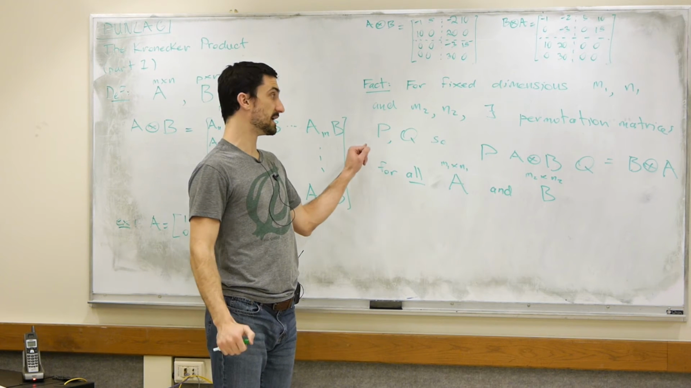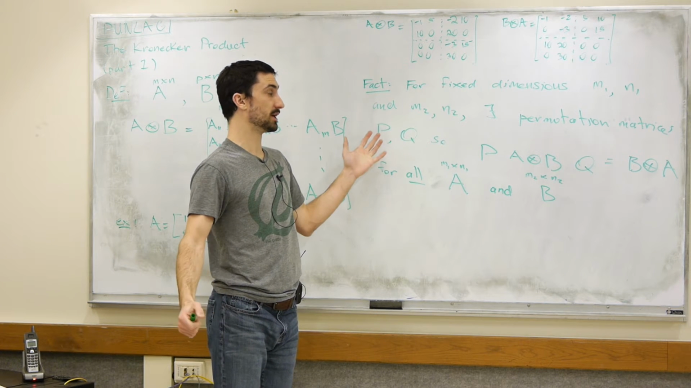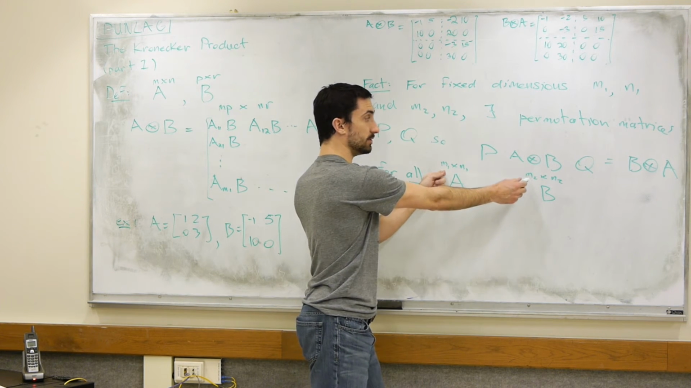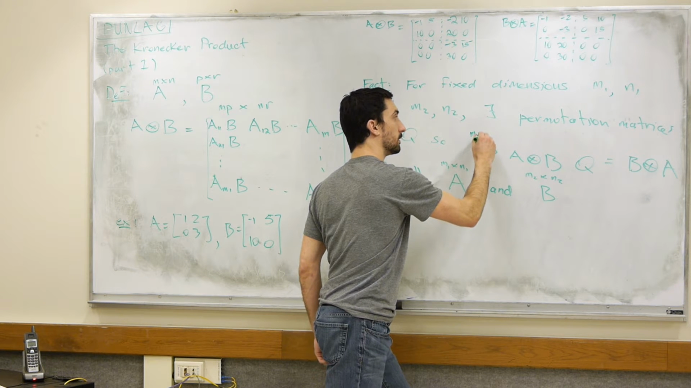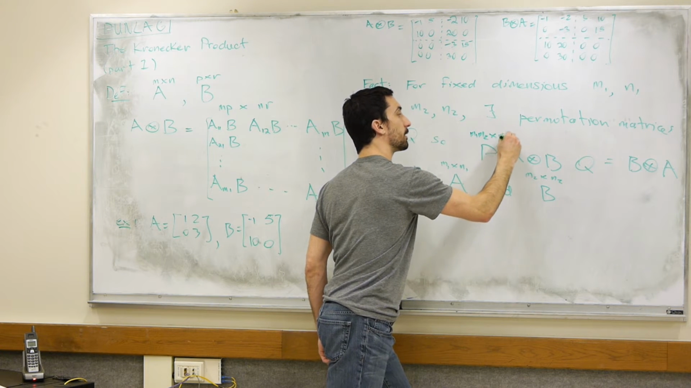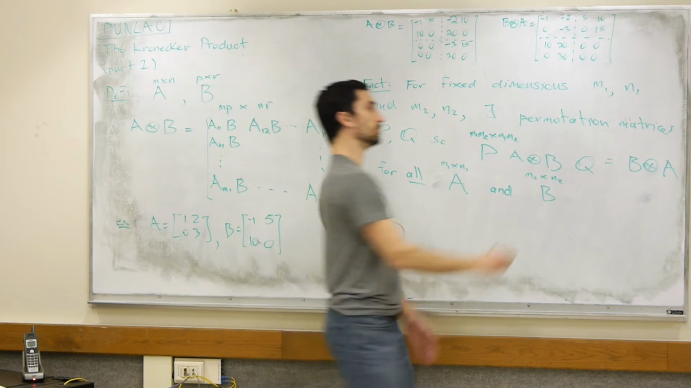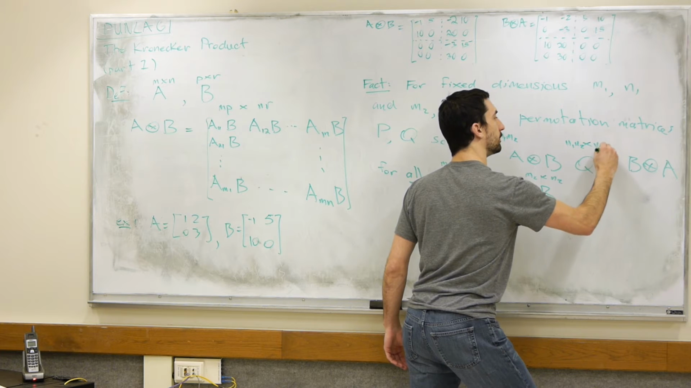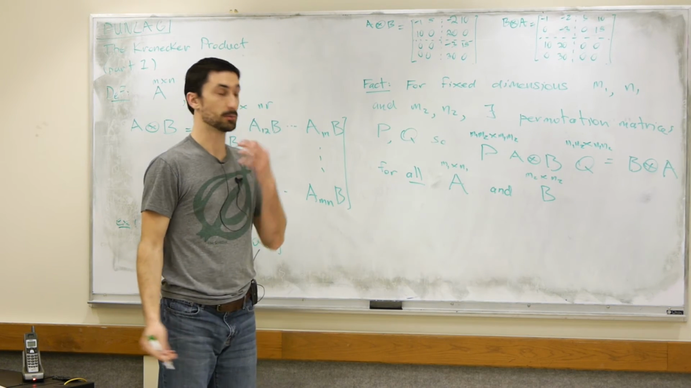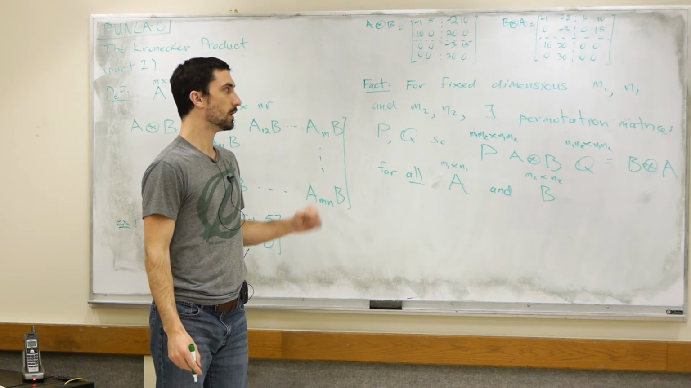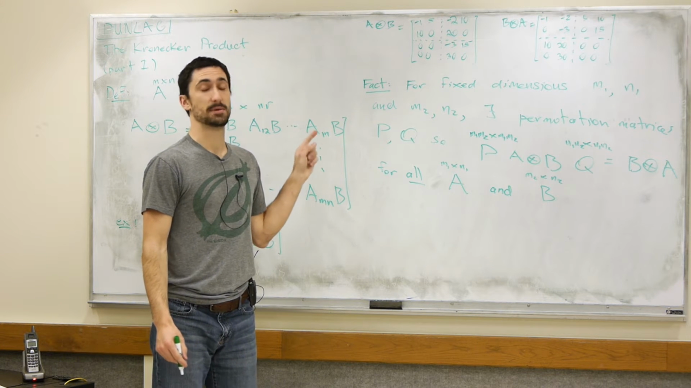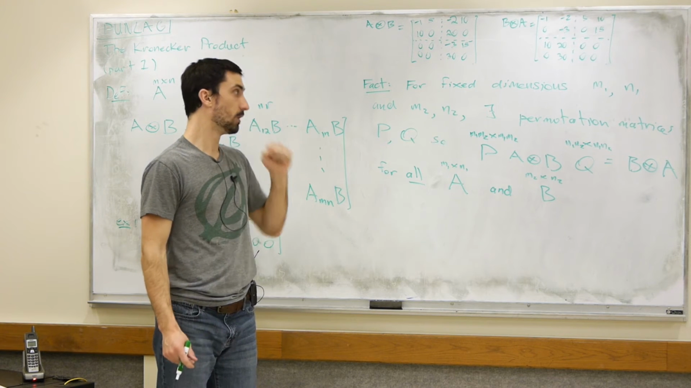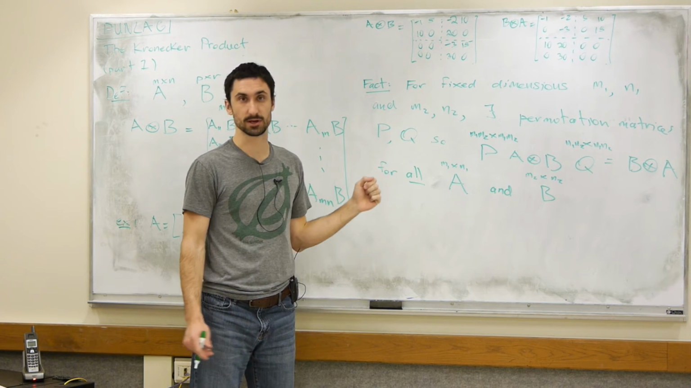Note the dimensions of P and Q: P has to be M1 times M2 by M1 times M2, and it's square because it's a permutation matrix. And Q similarly is N1 times N2 by N1 times N2. Both are permutation matrices. In the special case where A and B are of the same dimension and square, we have that P is in fact equal to Q.